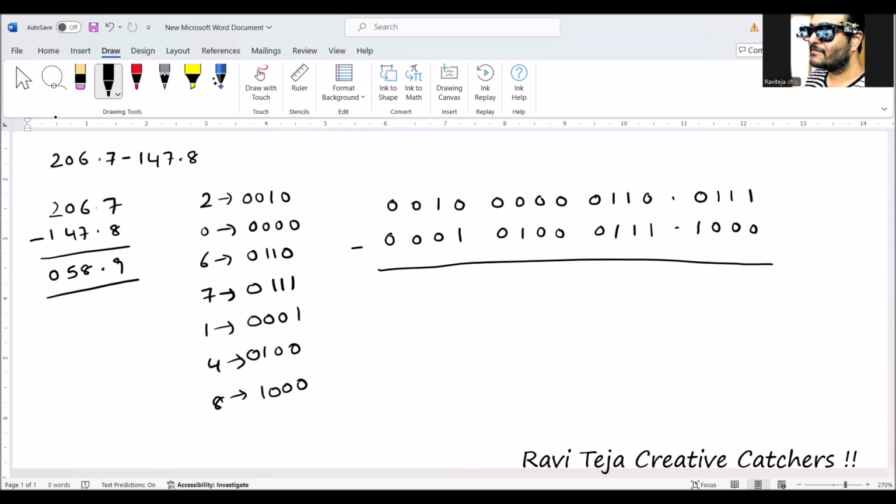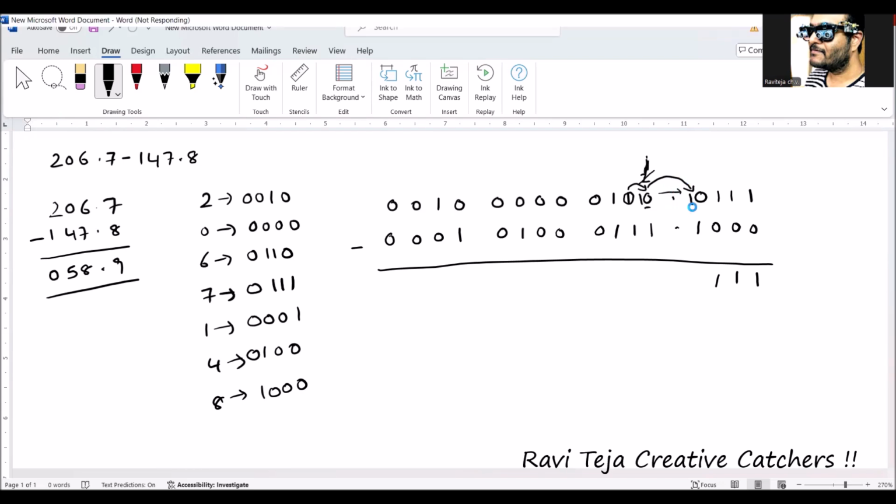Let's start. 1 minus 0 is 1. 1 minus 0 is again 1. 1 minus 0 is 1. 0 minus 1, we need to borrow the number from here. But here also I have the position 0 only, so I should borrow the number from here to here. Whenever I borrow, this 1 becomes 0 and this becomes 10. 10 means value 2. As I transfer this 1 to here, this 2 becomes 1.